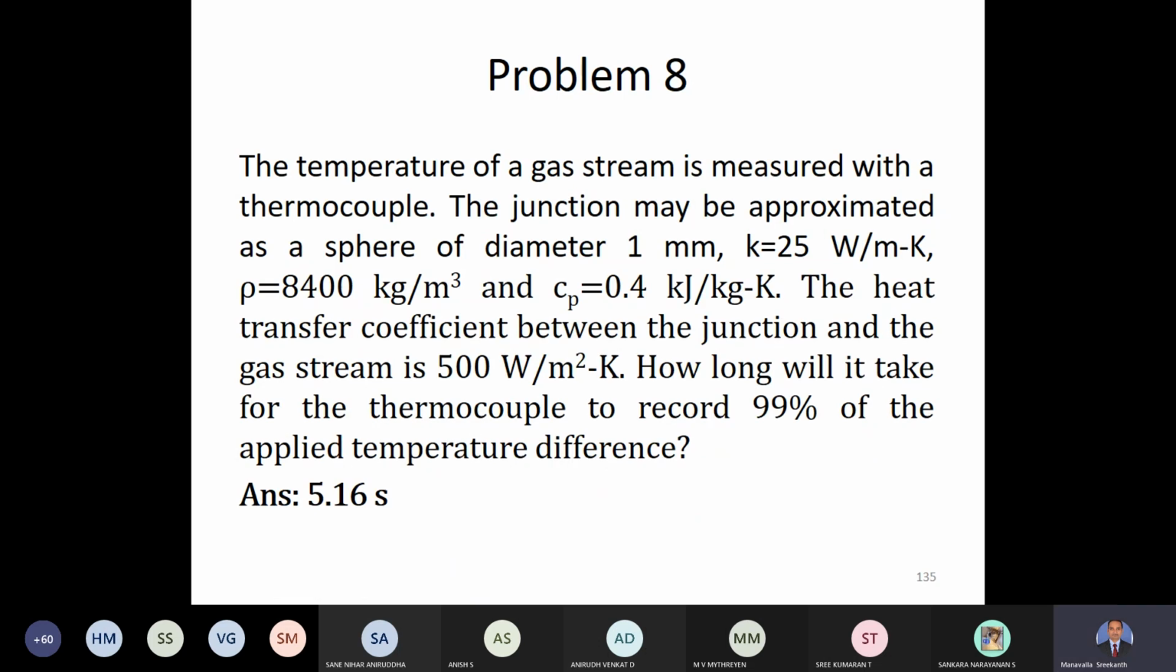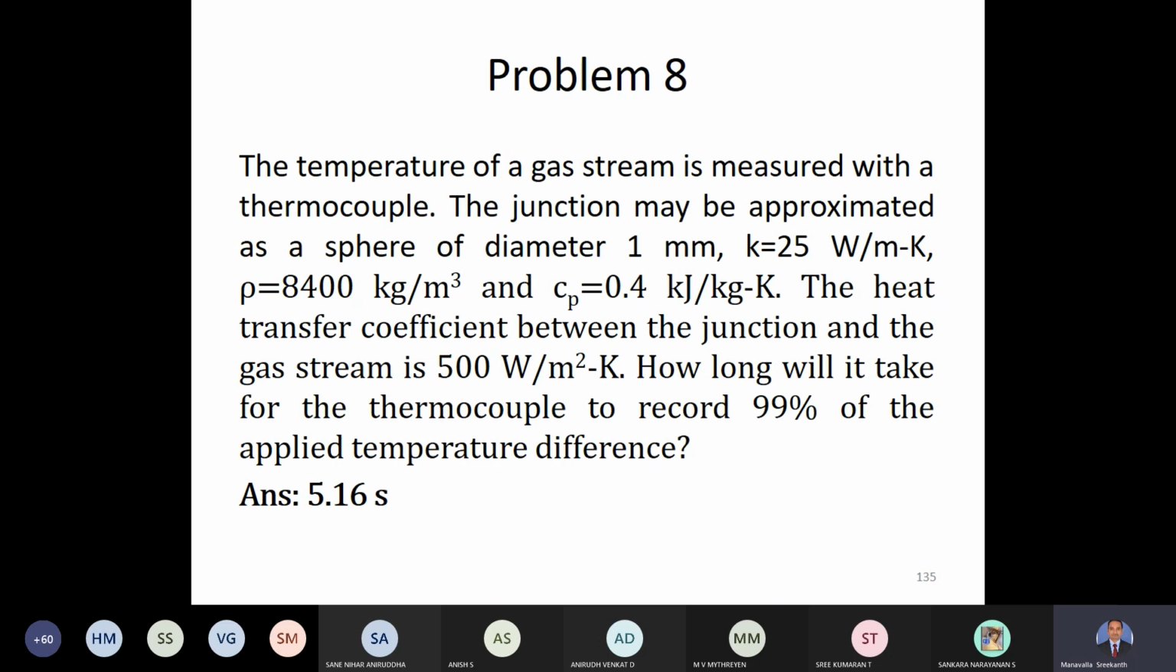Here, the temperature of a gas stream is measured using a thermocouple. The junction may be approximated as a sphere of 1 millimeter diameter, and conductivity, density, and Cp are given. The heat transfer coefficient between the junction and the gas stream is 500 watts per meter square Kelvin. How long will it take for the thermocouple to record 99% of the applied temperature difference? Applied temperature difference means the initial temperature difference. So how long will it take to attain this 99% of the applied temperature difference?